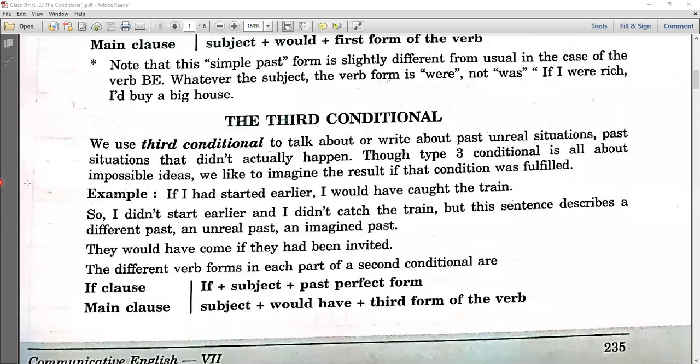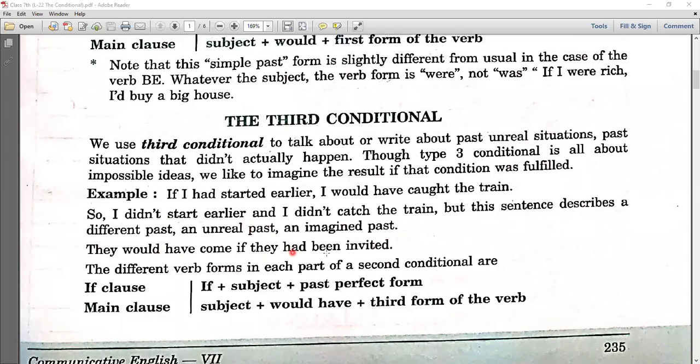Okay, now for example, if I had started earlier, अगर मैं पहले ही start कर चुका होता, I would have caught the train. मुझे क्या मिल जाती? मैं क्या कैच कर लेता? ट्रेन को कर सकता था. Okay, this is only an idea. So I did not start earlier and I did not catch the train, but this sentence describes a different past, an unreal past and imagined past. Okay, there are three things: different past, unreal past and imagined past.